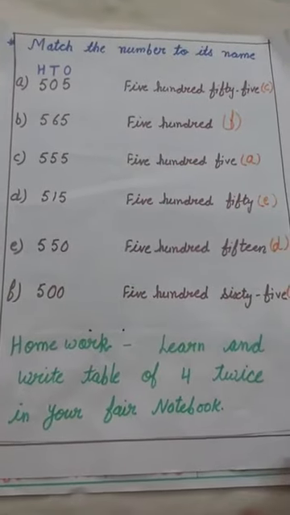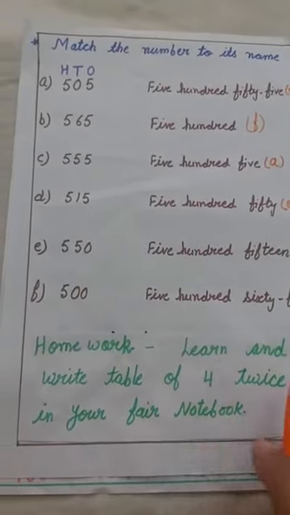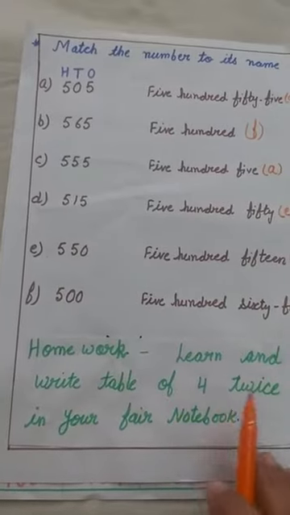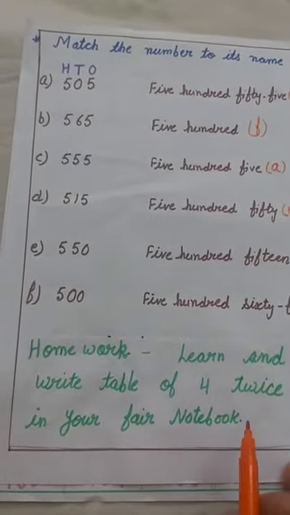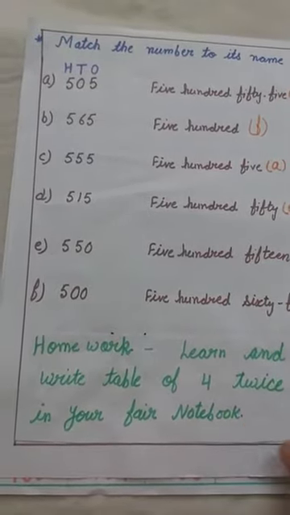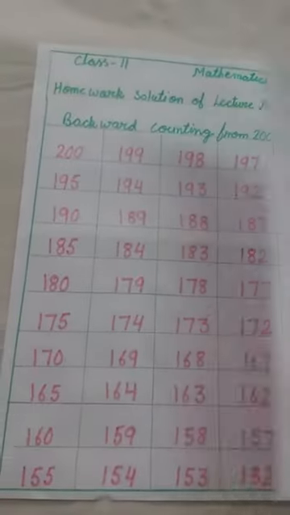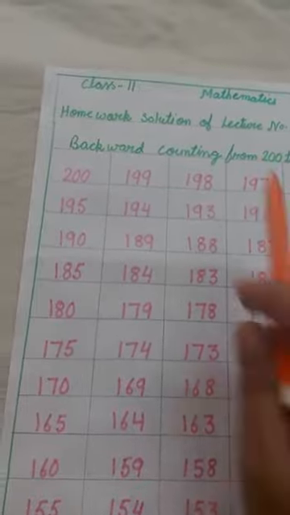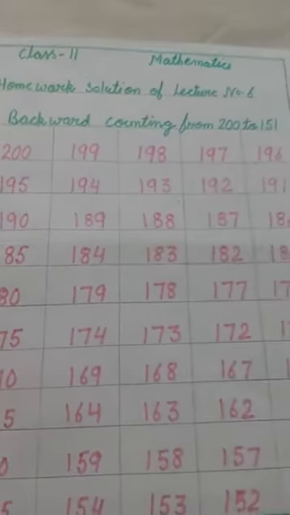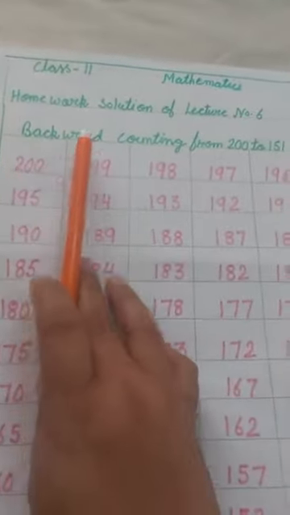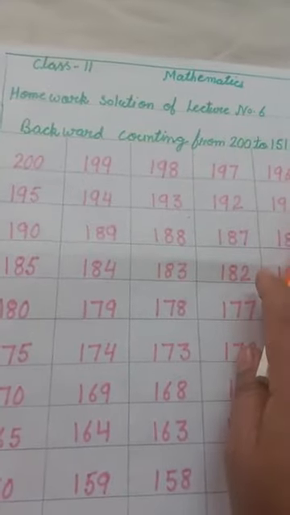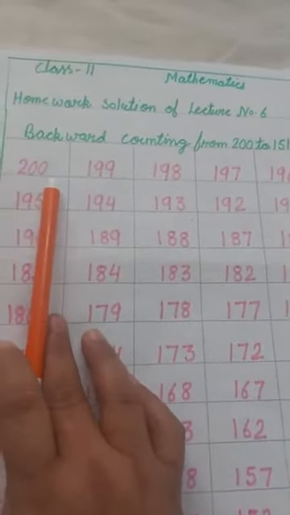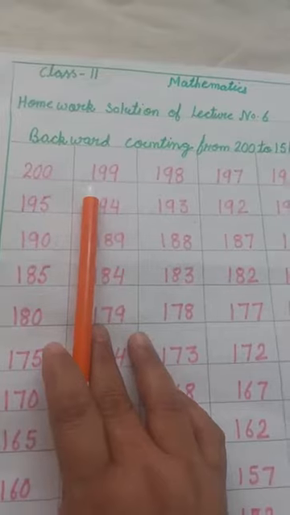Yes. So today's homework is learn and write table of 4 twice in your fair notebook. Twice means you know now. That is 2 times. Now this is the homework solution of lecture number 6. Let's start backward counting from 200 to 151. This is 200. Now before 200 which number comes?